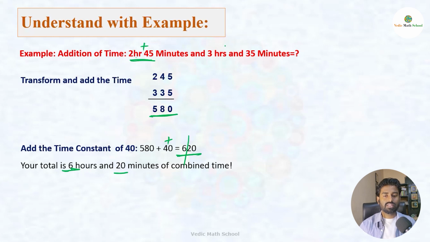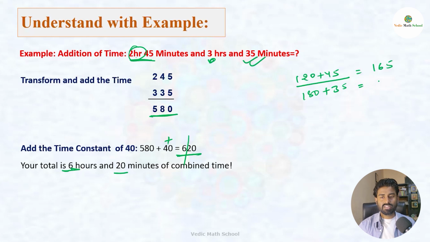In the regular method it will be very hard to do the calculation, because first you have to convert the hours into minutes. So 60 into 2 is 120, and 45 minutes is also there, so this will be added. Then 3 hours will be 180 and the remaining minutes are 35. After adding all this, you will get 165 and you will get 215. Now you have to add these. 5 plus 5 is 10, 6 plus 1 is 7, the carryover 1 gives you 8, and 2 plus 1 is 3. Now you can see that this is 380 minutes.